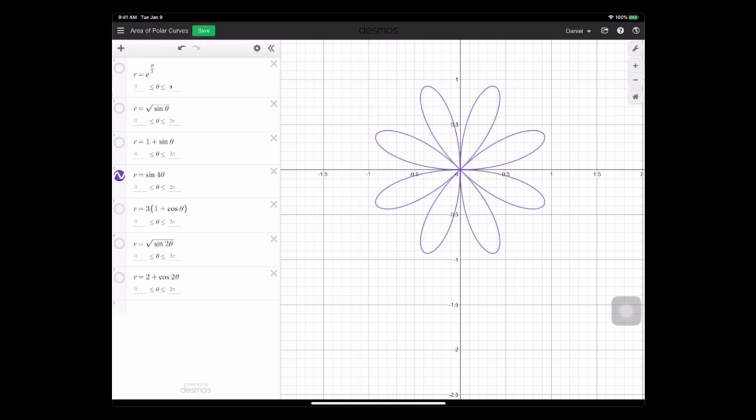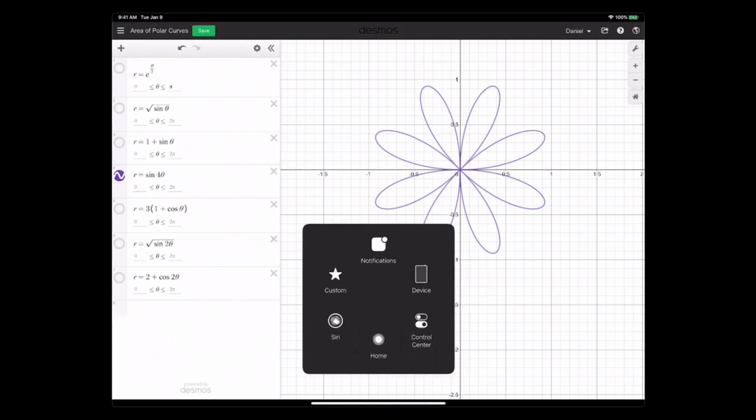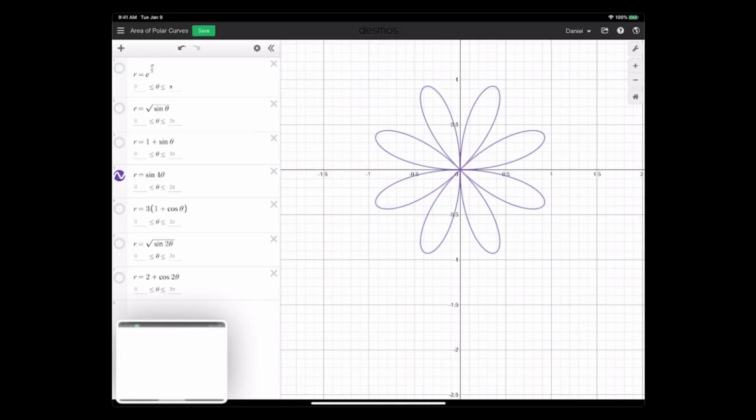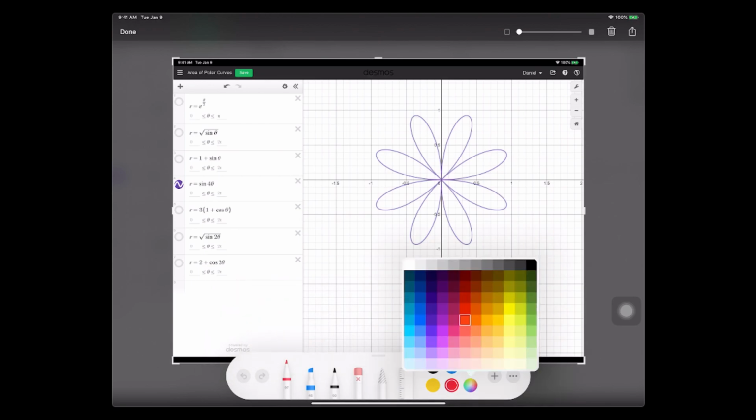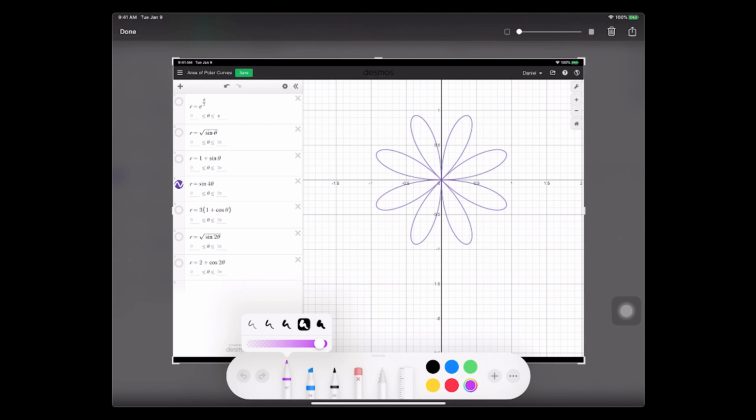So this is something we want to talk about. Here's r equals sine 4 theta. Now, what they do with this particular question, let's take a picture. What they're doing with this one, and let's find where they're going to shade here. Let's take that, and I want to change the color. Let's do purple. Here's what this looks like in the book.